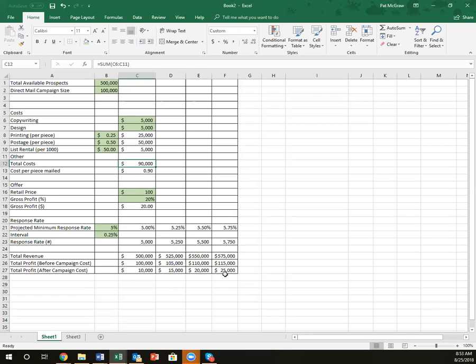Now, with this kind of information, you can make very wise decisions as to whether this campaign should be done or shouldn't be done before you make the investment. It lowers the risk a great deal.